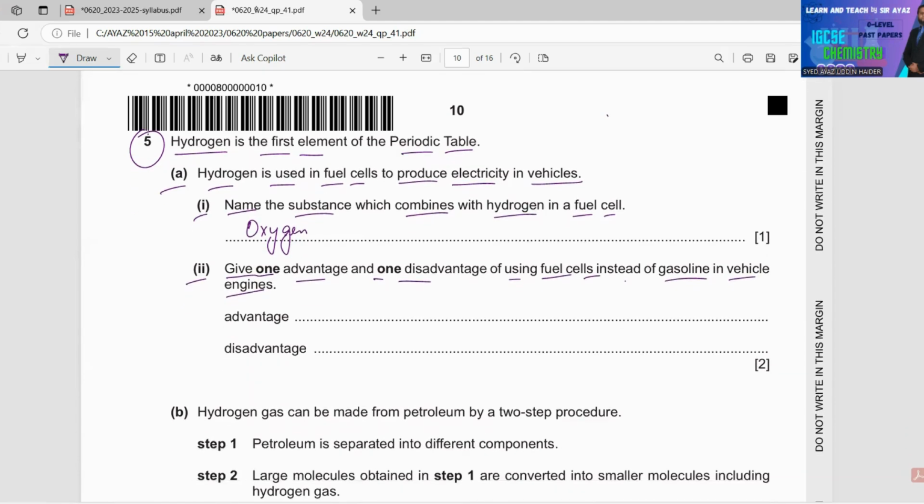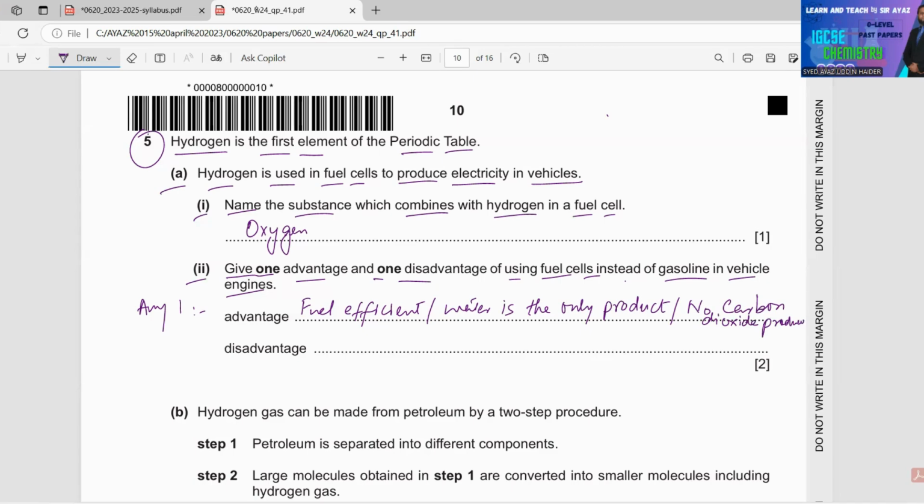So you can write any one of these advantages. So it's fuel efficient, which means it produces more energy than non-renewable fuel, and water is the only product. No carbon dioxide is produced in this case. You can write any one of these advantages. Fuel efficient. Water is the only product. No carbon dioxide produced.